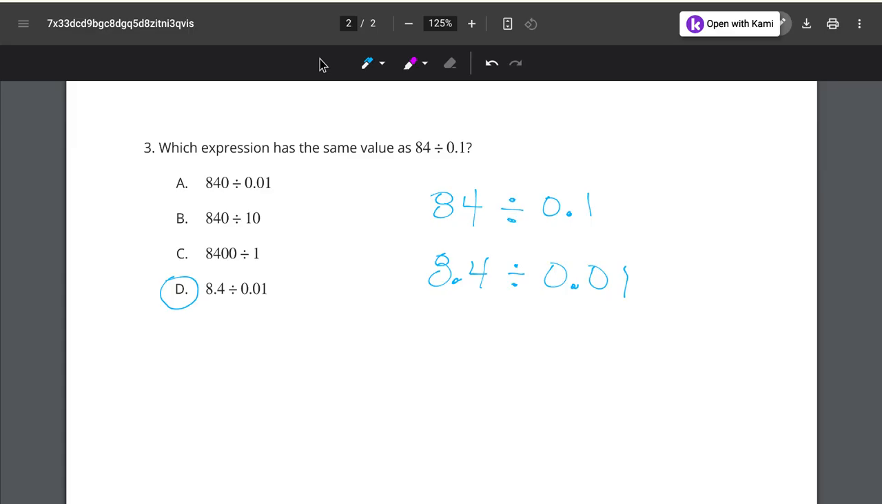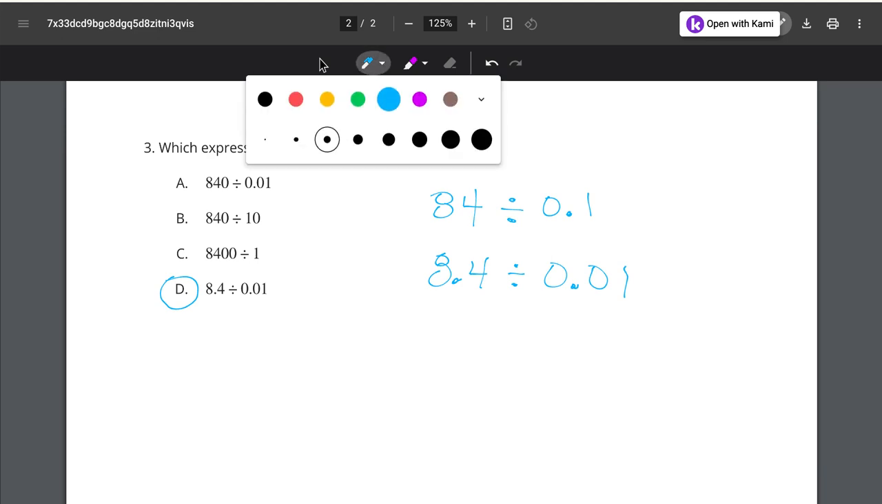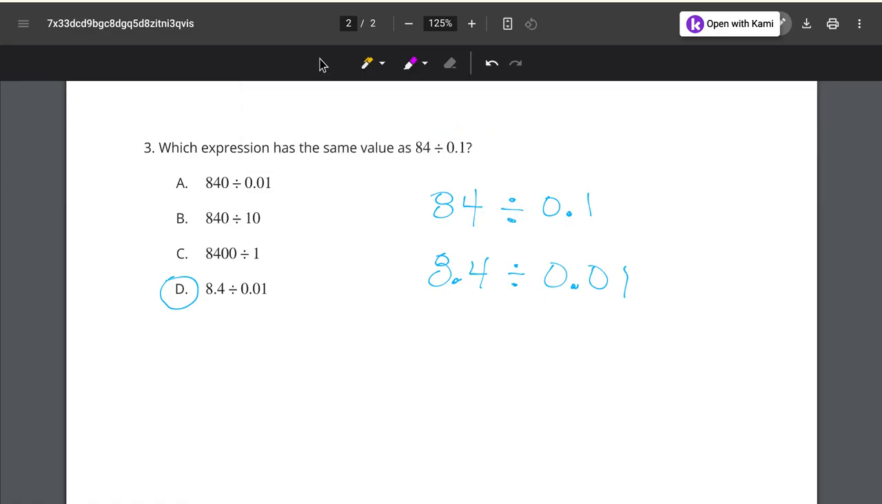What we have seen in this unit is that we can move the decimal point in the divisor and the dividend the same number of times so that it can help us to do our math more efficiently and more accurately, but we have to treat the dividend and the divisor fairly, which means we have to move the decimal the same number of times. So this is the only answer choice where that has happened.